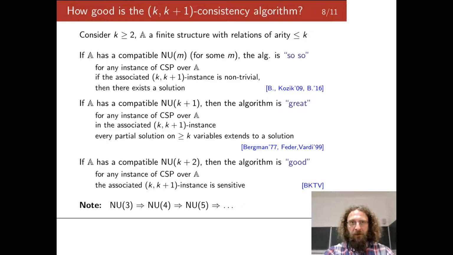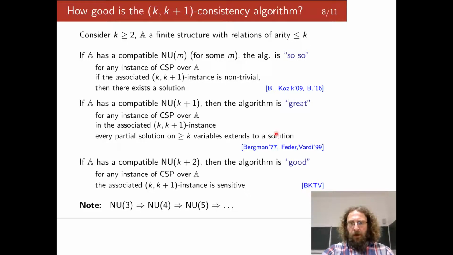Now I can give some answers to the questions from the beginning, namely, how good is the k plus 1 consistency algorithm for the CSP over a relational structure A. So let's fix some k, and let's consider a structure A whose relations all have arity at most k. It follows from a known result that if A has a compatible near unanimity operation of any arity, then the algorithm performs so-so, meaning for any instance of the CSP over A, if the associated k plus 1 instance is non-trivial, then we have a solution.